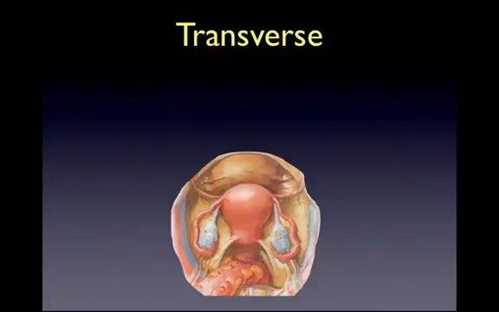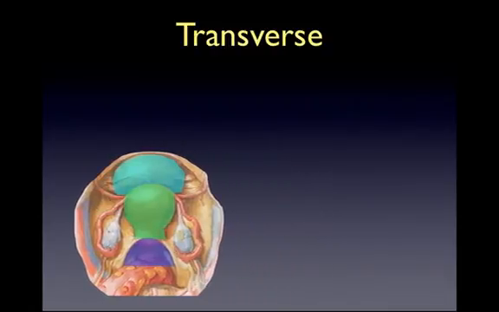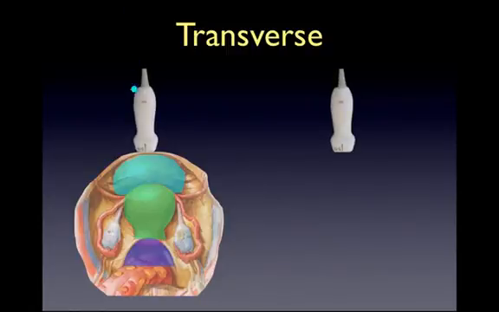In this anatomical diagram of a pelvis in the transverse view, the bladder, uterus, and pouch of Douglas have been highlighted again. When performing the ultrasound in the transverse plane, probe placement is just like placement for the pelvic view on FAST exam, with the probe marker pointing to the patient's right by convention.